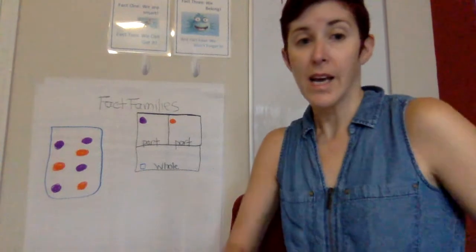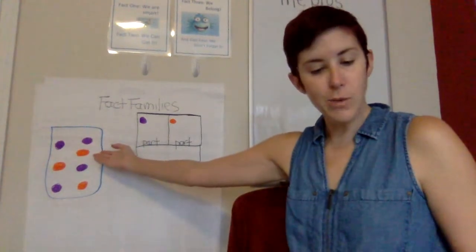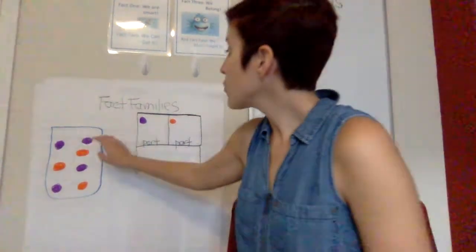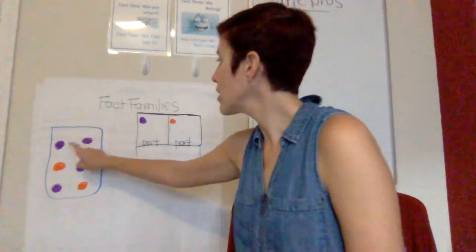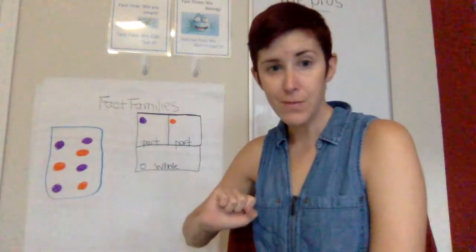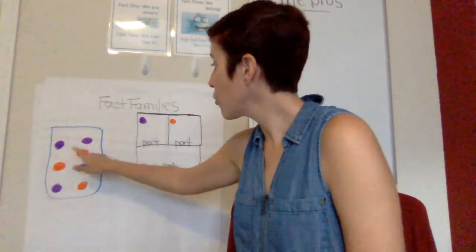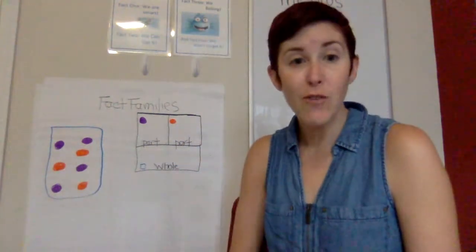So what you'll see in the jar over here are some candies. Now, let's count them up. How many do we see in the purple? So we have 1, 2, 3, 4 purple, and then let's count up our orange. 1, 2, 3. So we have 3 orange.